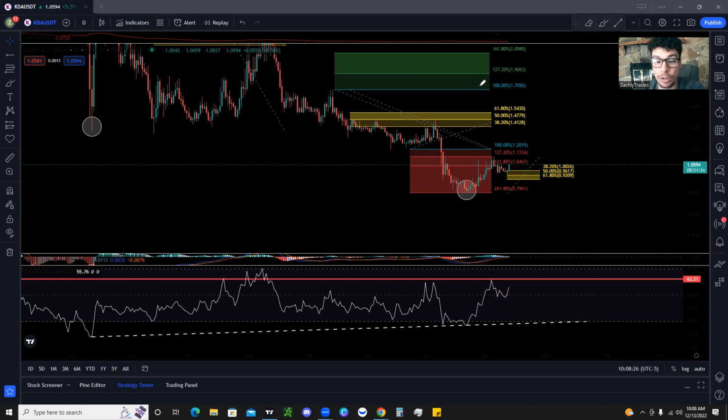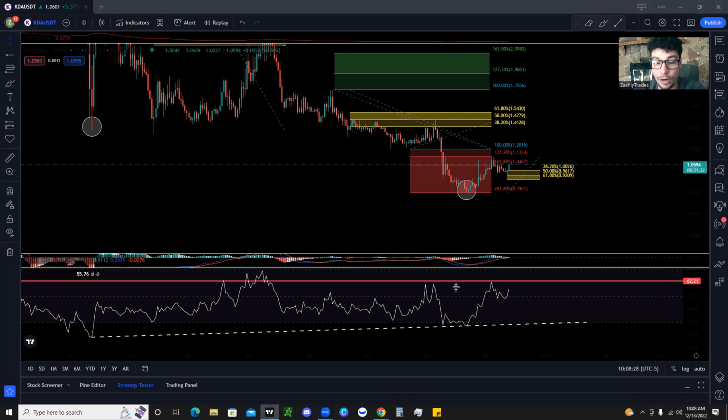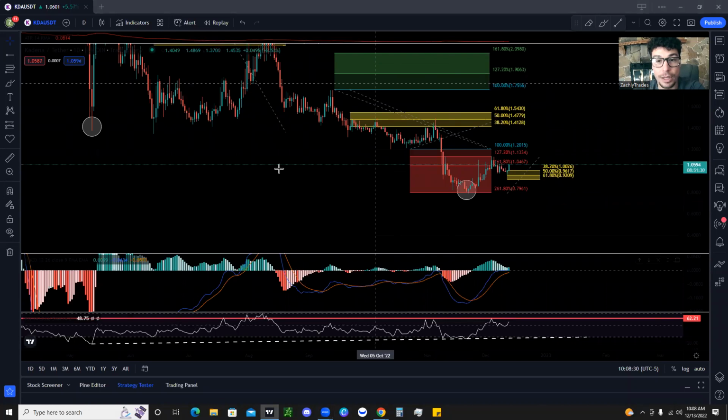So the second thing we want to look at, which kind of lines up with our relative strength index, is going to be our MACD. And for the MACD right here, what you want to do is you want to look for a sell signal when the blue line crashes below this orange line and starts trading below there.